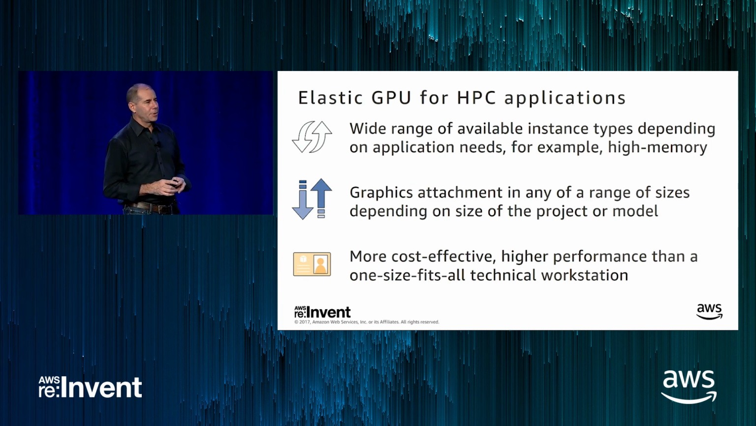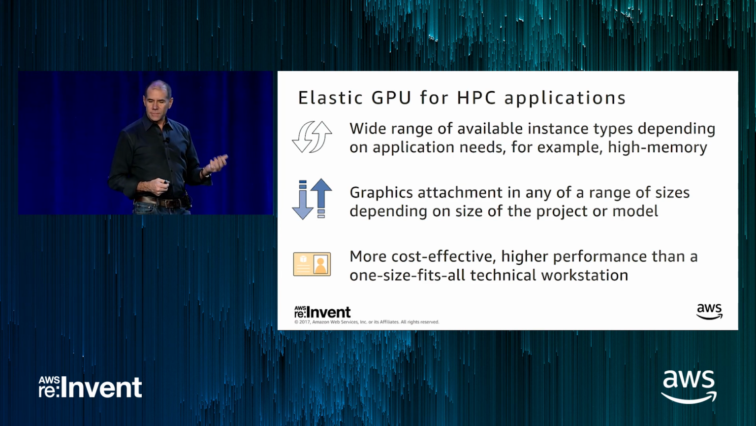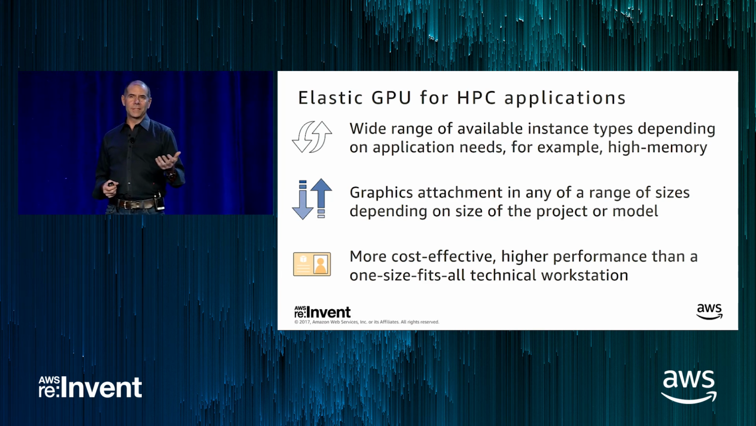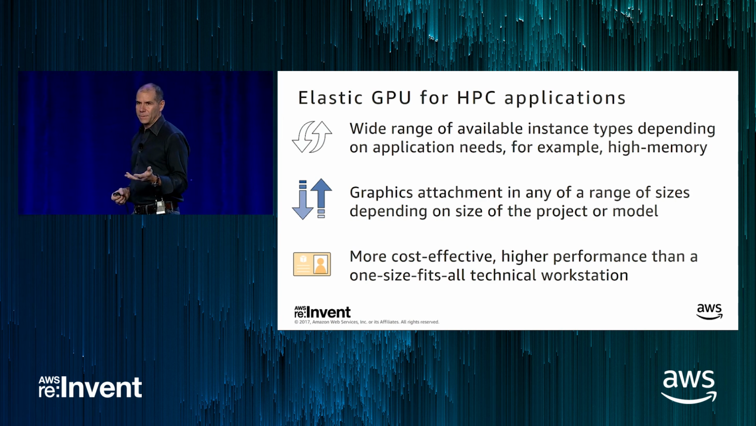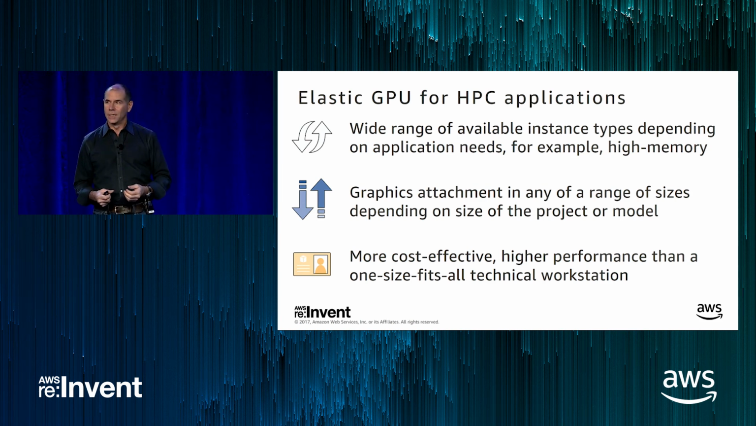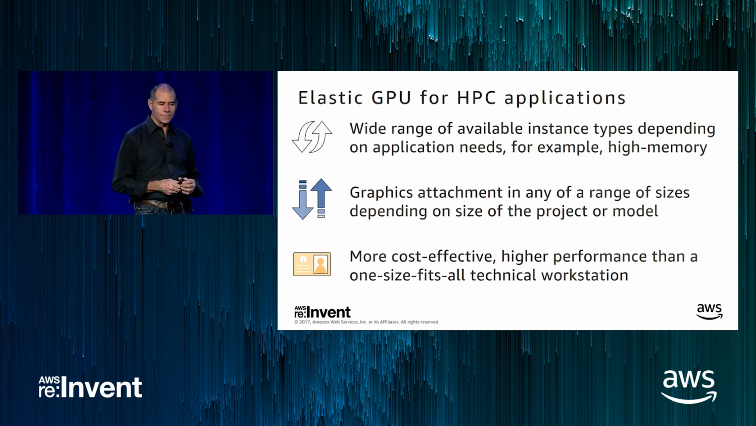So Elastic GPU, again, to summarize, you can use Elastic GPU to deliver graphics capabilities to instance types that otherwise don't have them, right? So even an X1, for example, could suddenly have GPU graphics capabilities. Much more cost effective than choosing a one-size-fits-all GPU-accelerated instance.